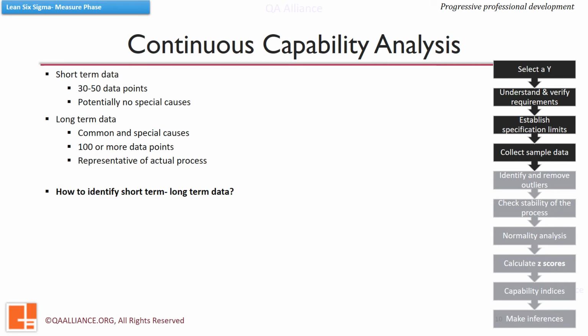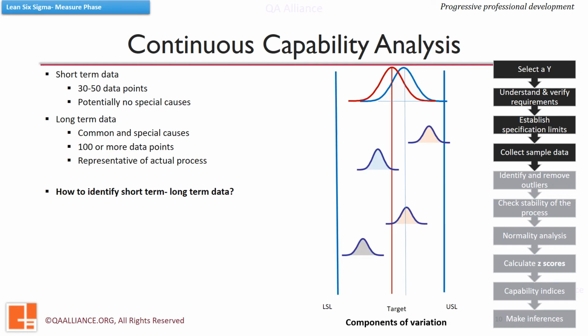Short-term data is collected for a narrower time period, like daily, weekly or shift-wise. Typically 30 to 50 data points are collected, and in this duration we can easily weed out special causes and variation due to that. Thus we can get data from a potentially stable process as well. For long-term data, a wider time period is considered. For example, across shifts, weeks, months or quarters.